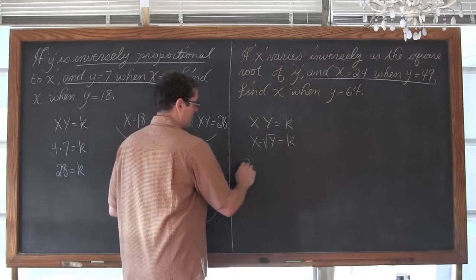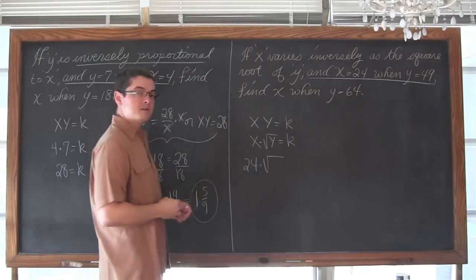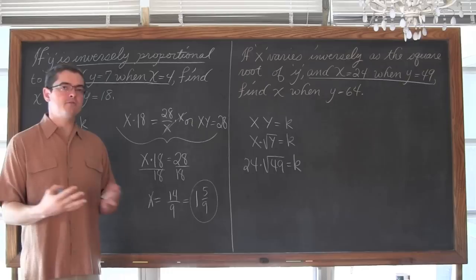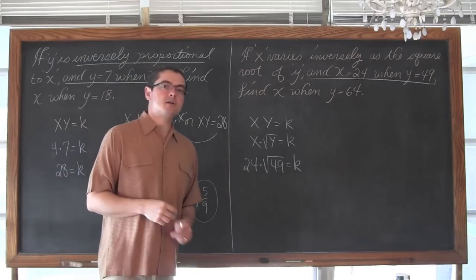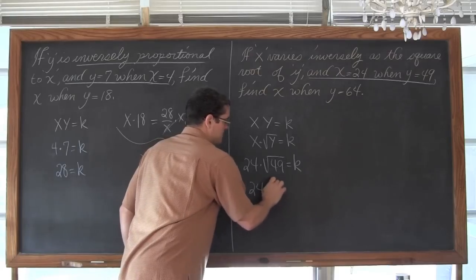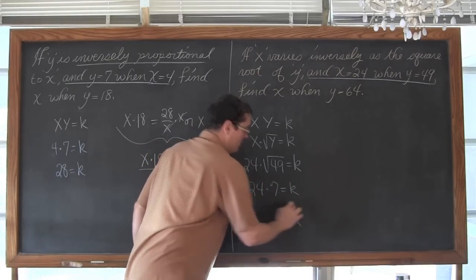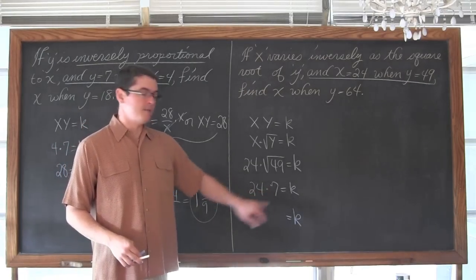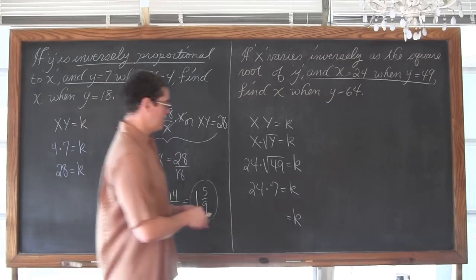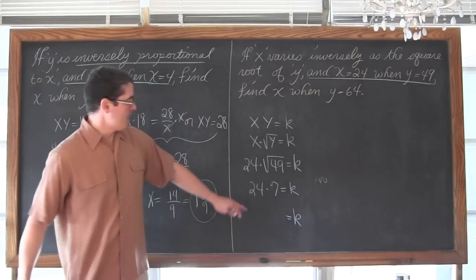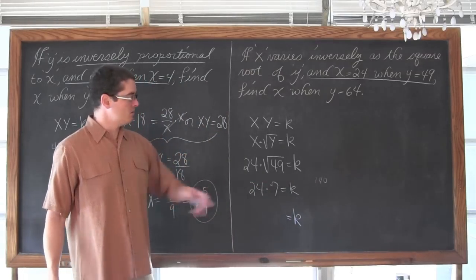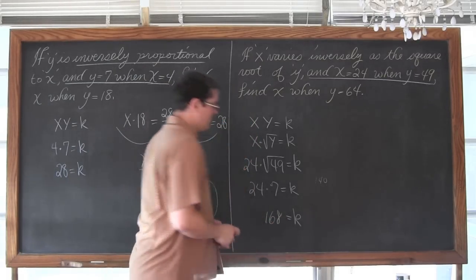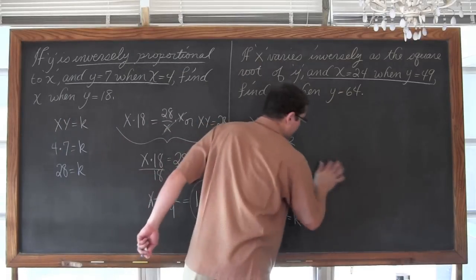So x equals 24 when y is equal to 49. And therefore, when that information is given, what is k? Well, the square root of 49 is equal to 7, so we have 24 times 7 equals k. And what does that make k? Well, 2 times 7 is 14, so 20 times 7 is 140. And 7 times 4 is 28, so 140 and 28 is 168. Okay, so we have k using the information given.